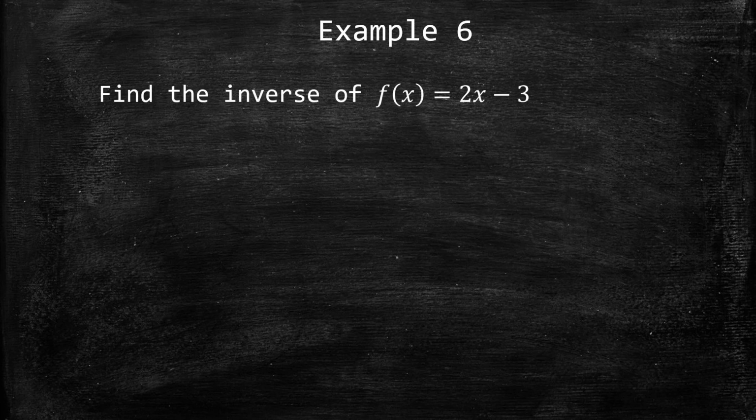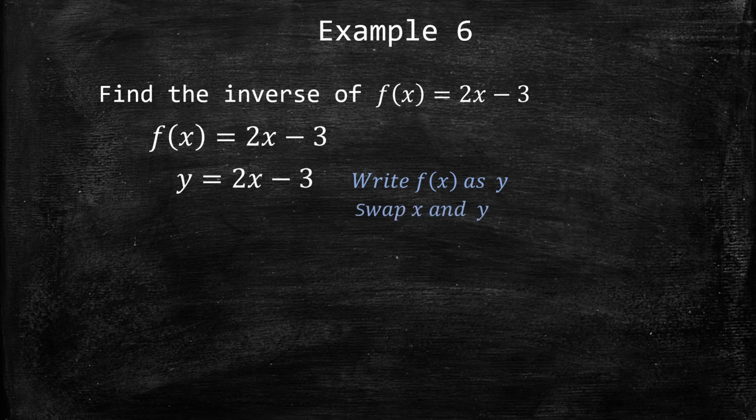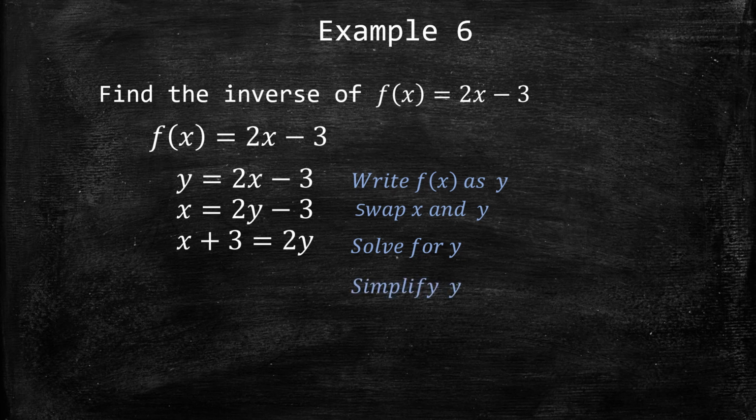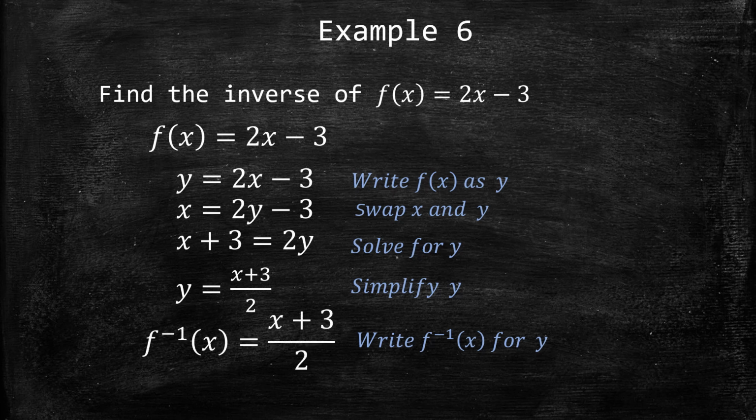Now this is the linear function that we graphed the inverse of. Now we're going to find the equation of the inverse. So first we're going to write f of x as y. We're going to swap x and y. So whenever you see y, write it as x, and whenever you see x, write it as y. Now we need to solve for y. So we're going to add 3 to both sides, then divide every term by 2. Now we're going to write y as f inverse. And that's the inverse.